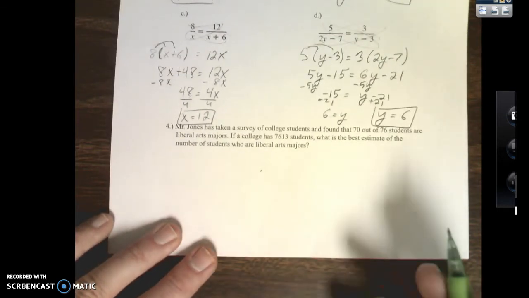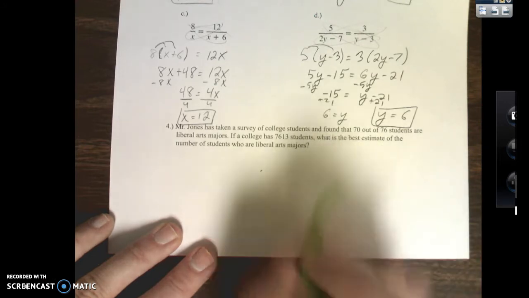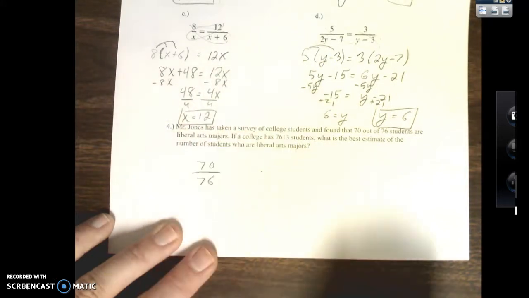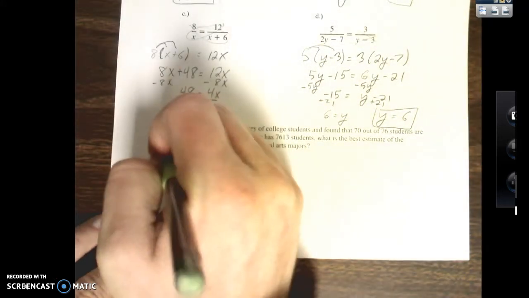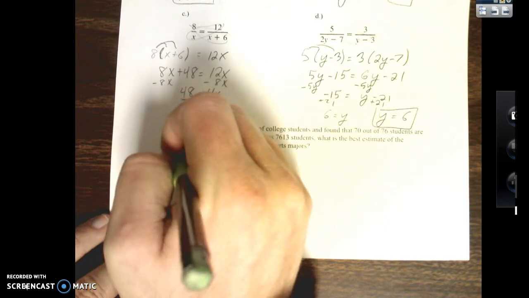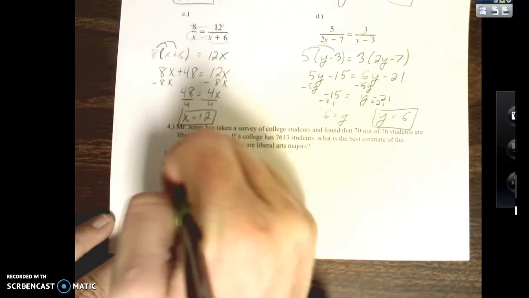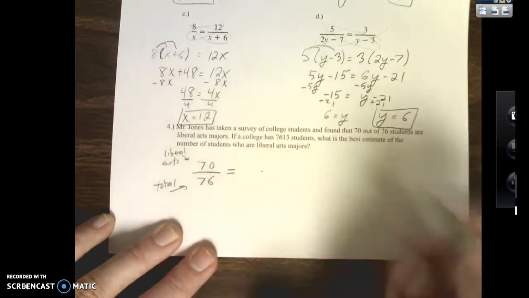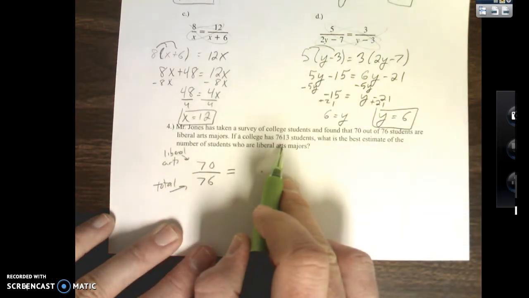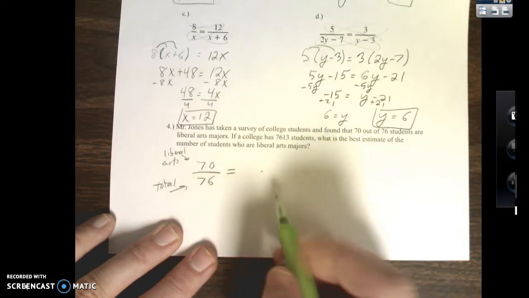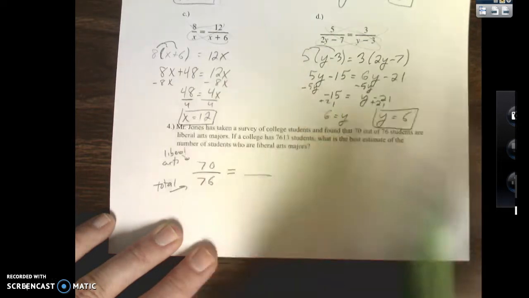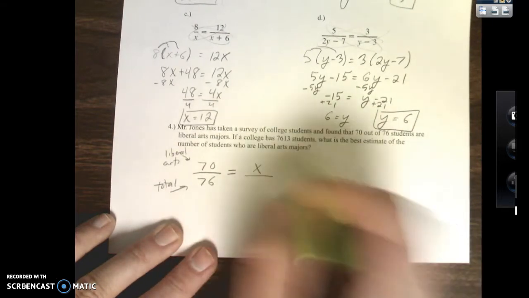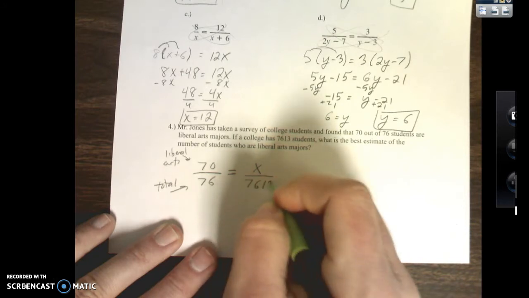Well, we're going to make a ratio, we're going to make a proportion here. 70 out of 76 students are liberal art majors. So 70 out of 76. Okay? So that's your liberal arts. And that's your total. Okay? I want to make that equal to, they're telling me a college has 7,613 students. How many of them are liberal arts majors? Well, I'm trying to match it up. I don't know how many of them are liberal arts majors. But that's going to go on top. On the bottom, I'm going to put 7,613.